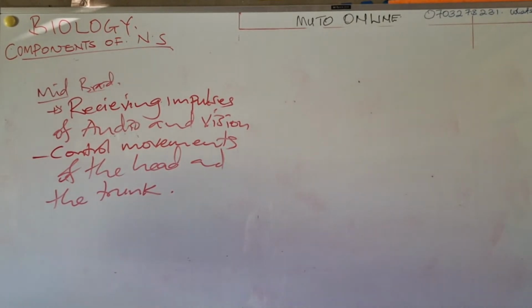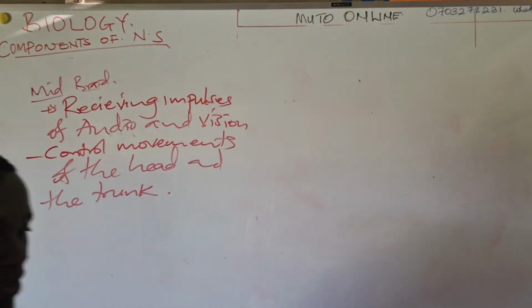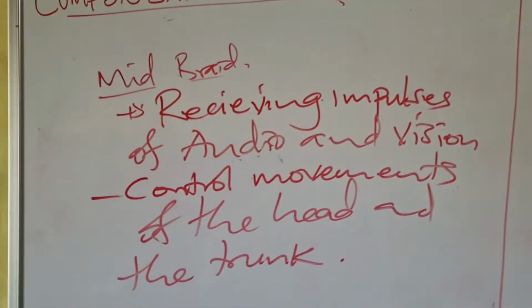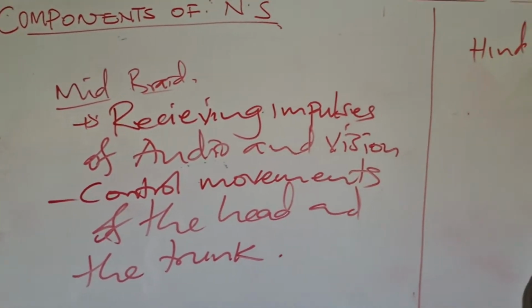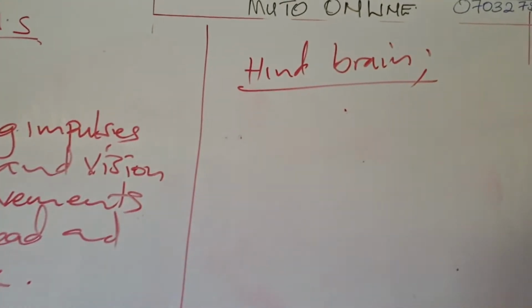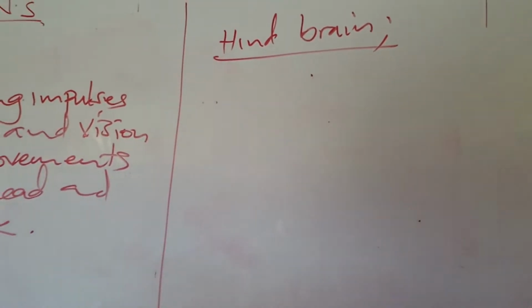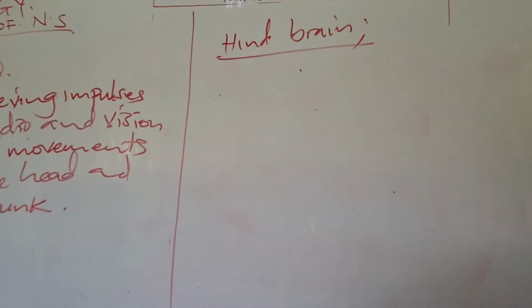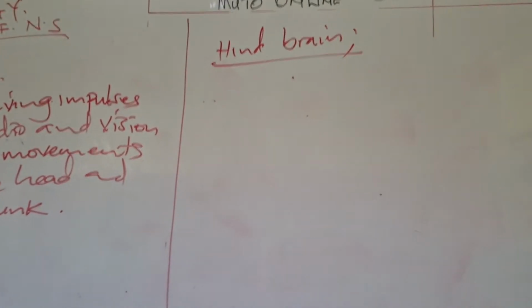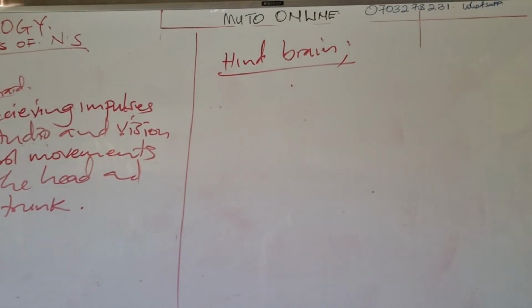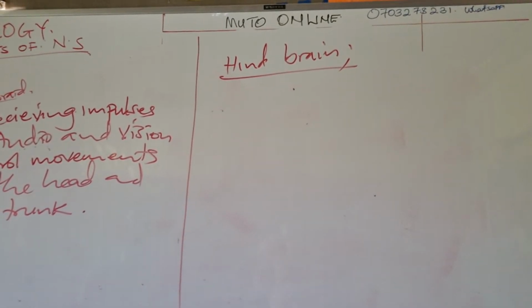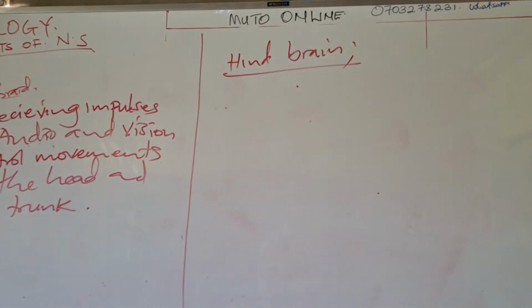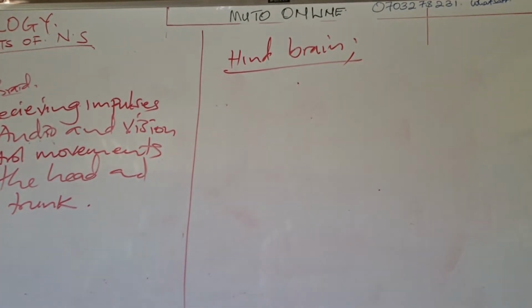Then the hindbrain. We mentioned some parts that make up the hindbrain. We said it is made up of parts like the medulla oblongata, the pons, the cerebellum, and so many others.